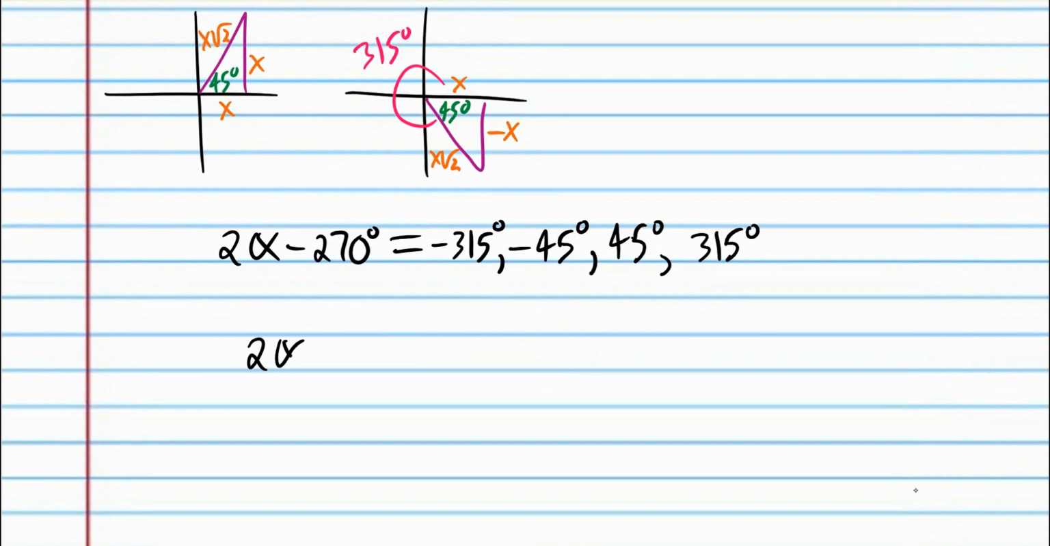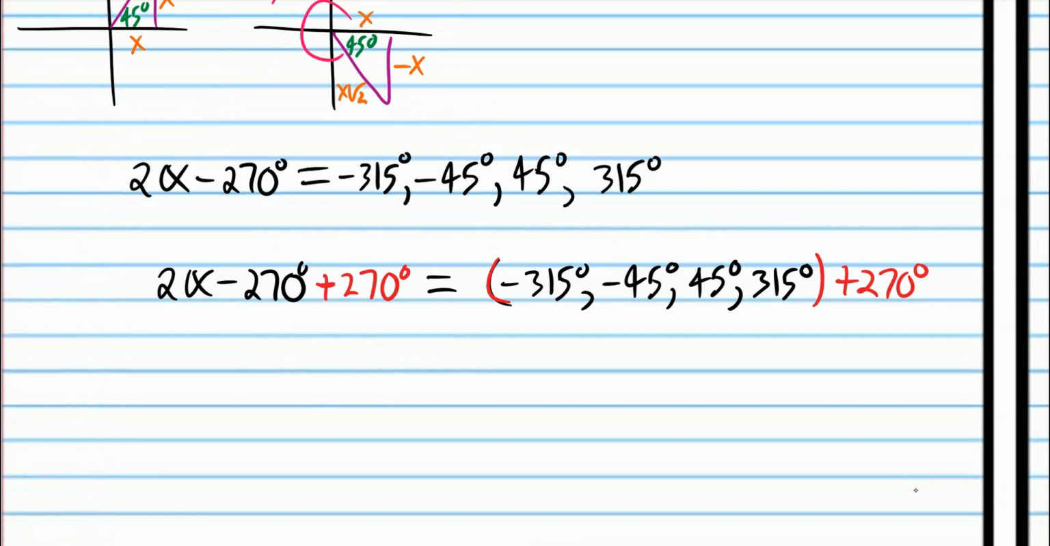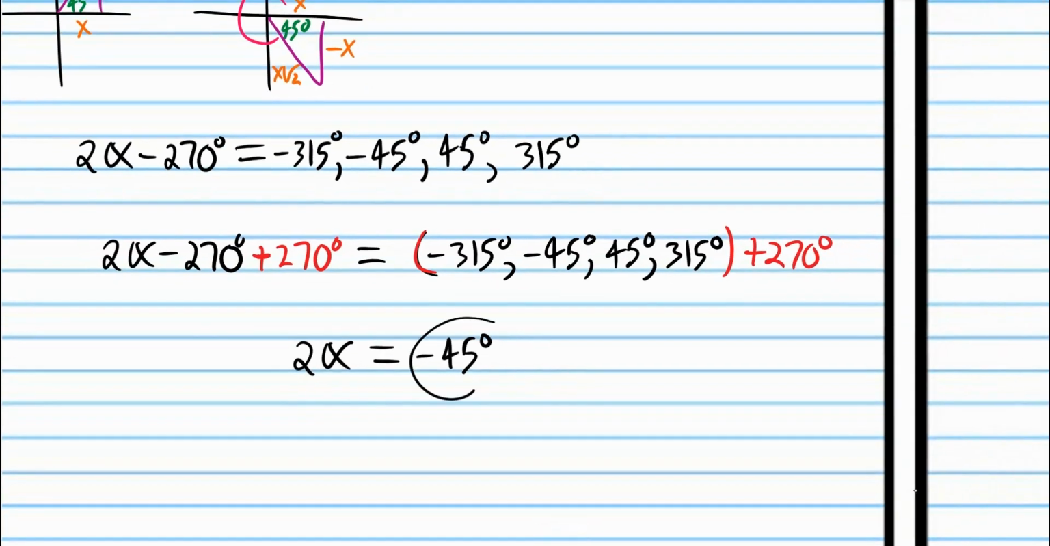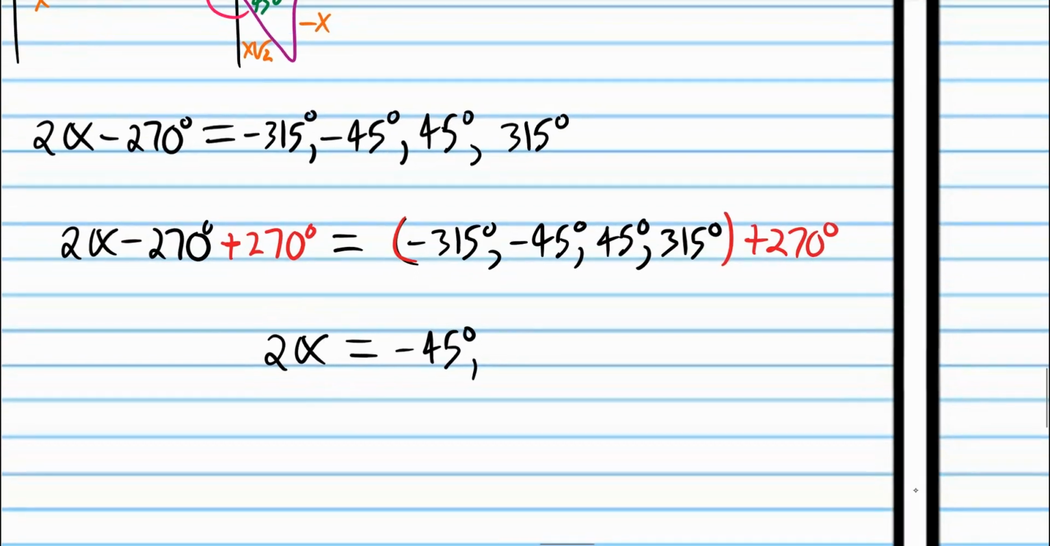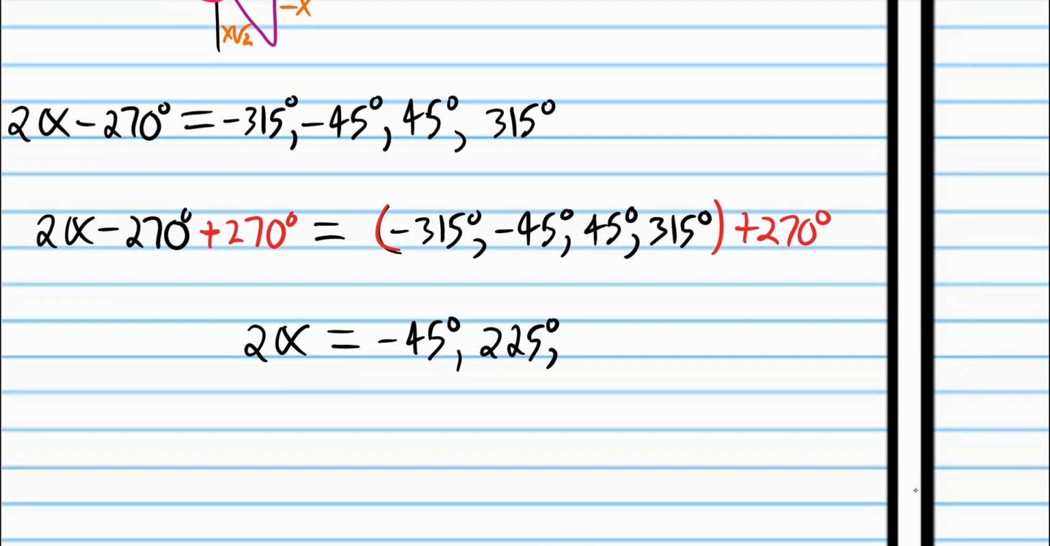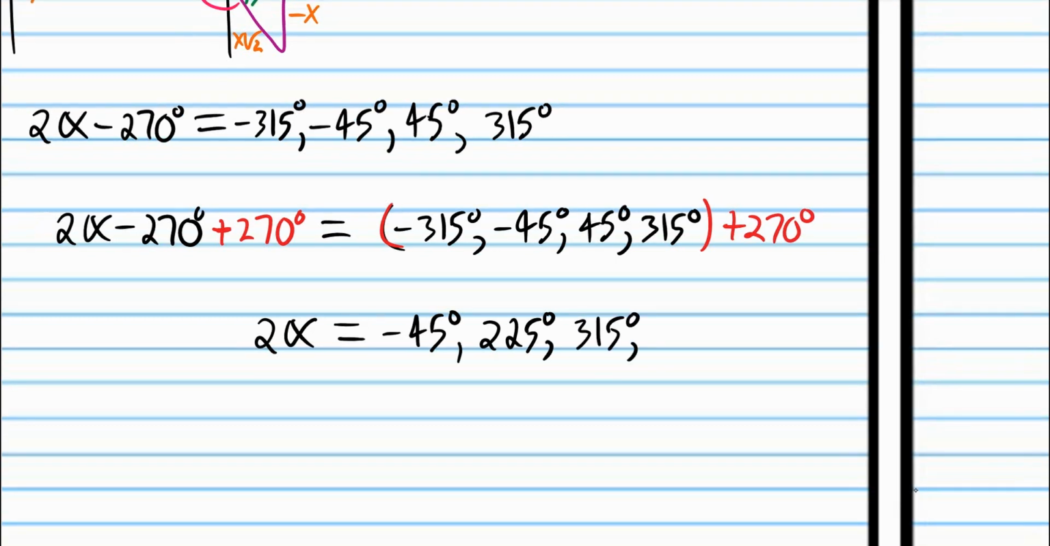So now let's add 270 to both sides. So we get 2 alpha is equal to positive or negative 45 degrees. Negative 315 is not going to lead us to a solution, because it's going to end up being negative when you divide by 2. Negative 45 plus 270 is 225, and positive 45 plus 270 is 315, and 315 plus 270 is 585.